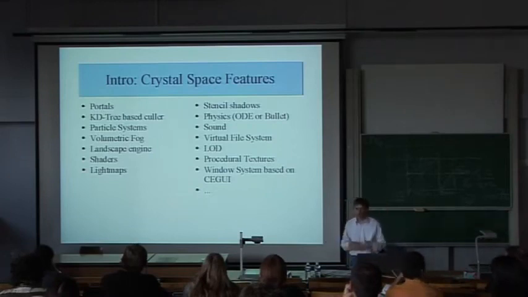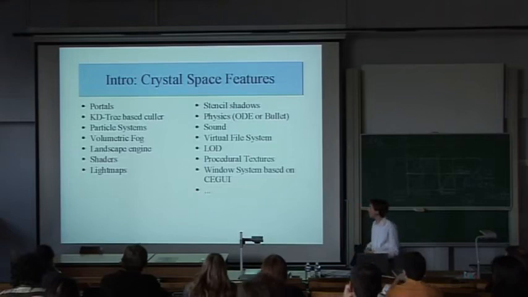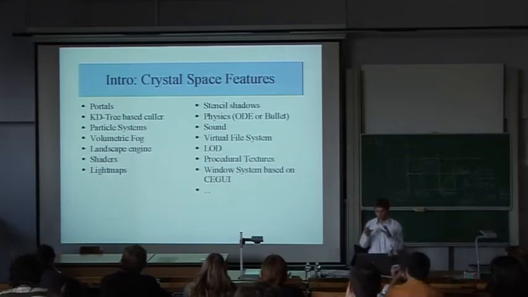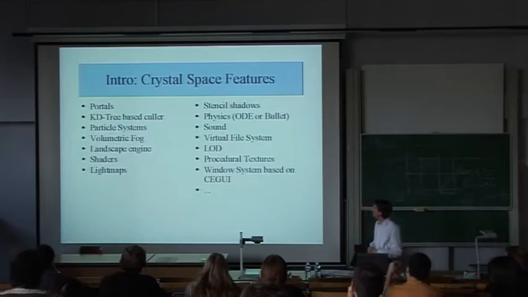Particle systems for smoke, fire, you name it. Volumetric fog, landscape engine, very important. Shaders are actually the pieces of code that run on the 3D hardware, and they make sure that a polygon or a surface has a certain look. Light maps for lighting, it's one way to do lighting. Stencil shadows is another way to do lighting.